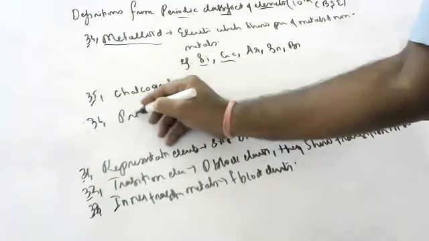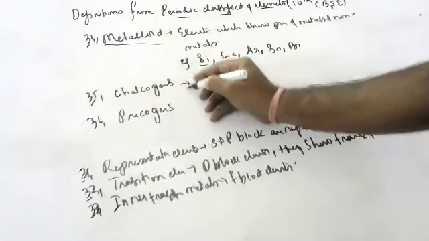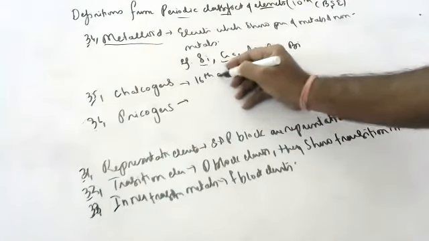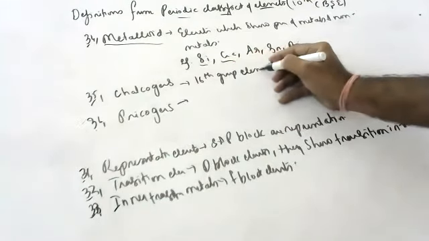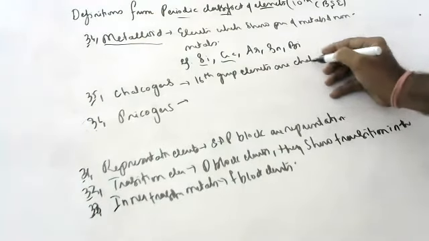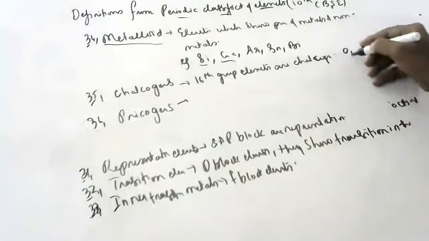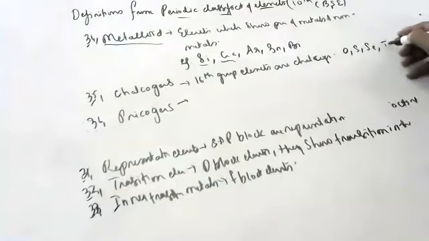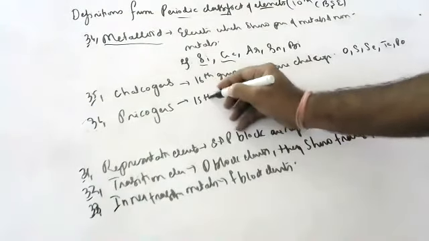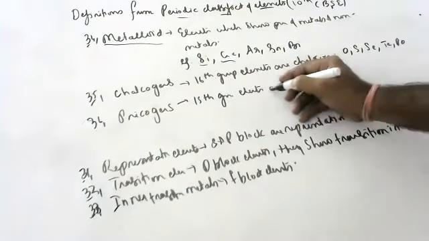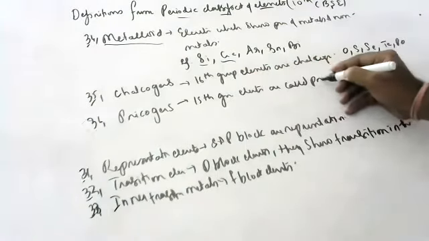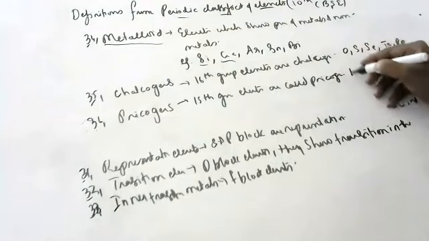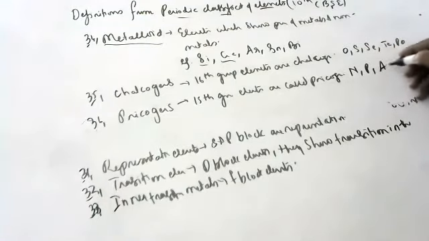Chalcogens and pnictogens are not in your syllabus, children. Just I am saying, 16th group elements are called chalcogens: oxygen, sulfur, selenium, tellurium, polonium. 15th group elements are called pnictogens: nitrogen, phosphorus, arsenic, antimony, bismuth.